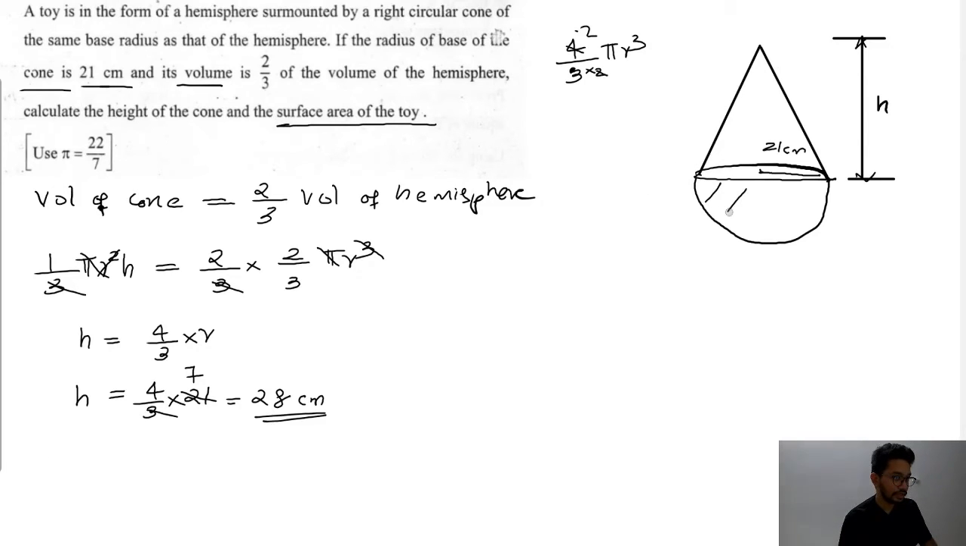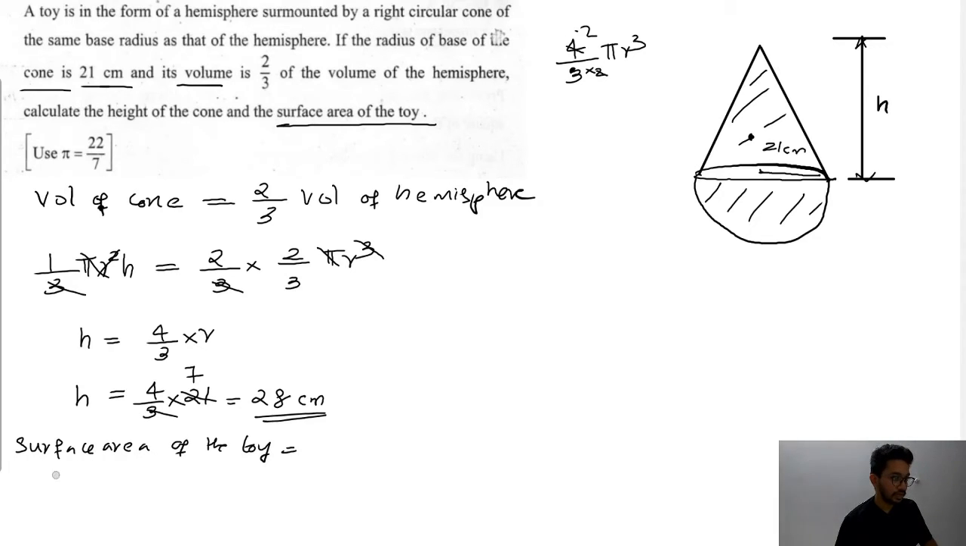We need to find the surface area of this hemisphere and the surface area of this cone. So let's write the surface area of the toy, which is equal to the surface area of the hemisphere plus the surface area of the cone.